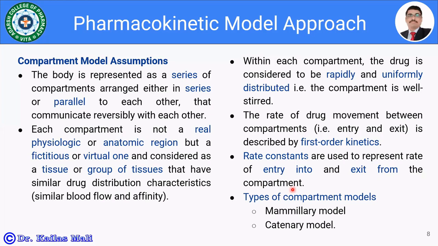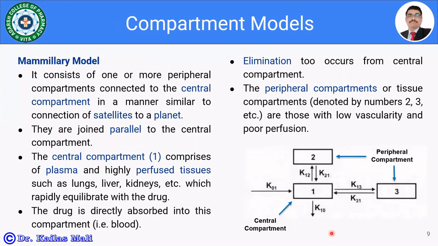There are two types of compartment models. The very first one is the mammillary model, and the second one is known as the catenary model. So let us move towards the mammillary model. The mammillary model consists of one or more peripheral compartments connected to the central compartment in a manner similar to connection of satellite to the planet. Look at the figure. Here 1, 2, 3. These three are the compartments, isn't it?